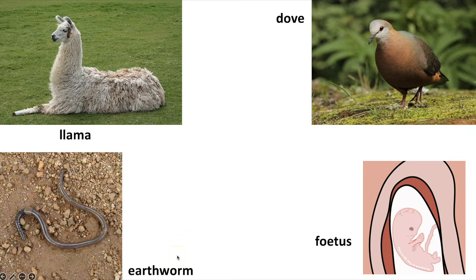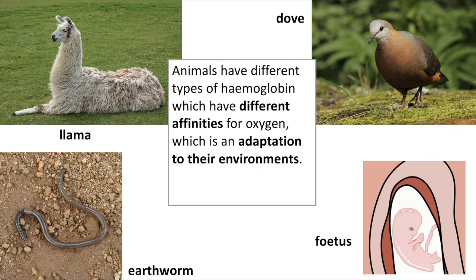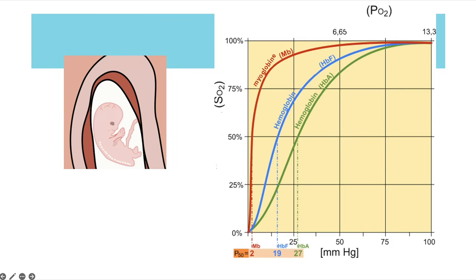There are also differences between the affinity of hemoglobin depending on the organism itself and how it's adapted to its environment. And that's what we're going to have a little look through. So a human fetus, we're going to have a little look at here. So here we have the fetal hemoglobin compared to adult hemoglobin, and we can see it's shifted to the left.